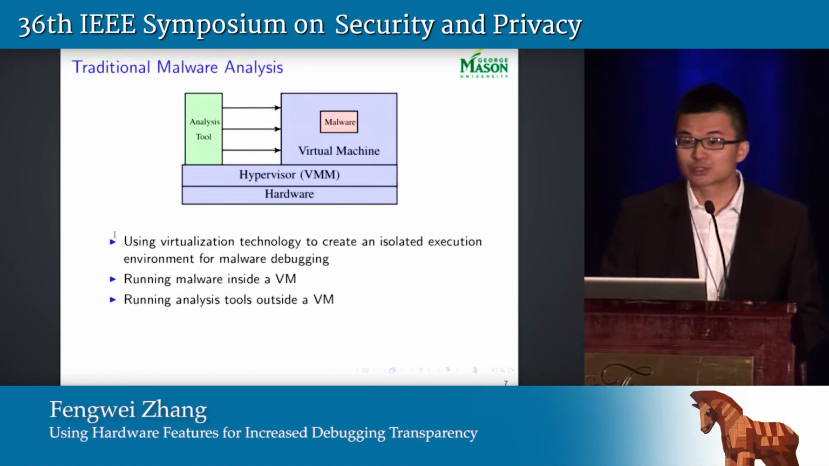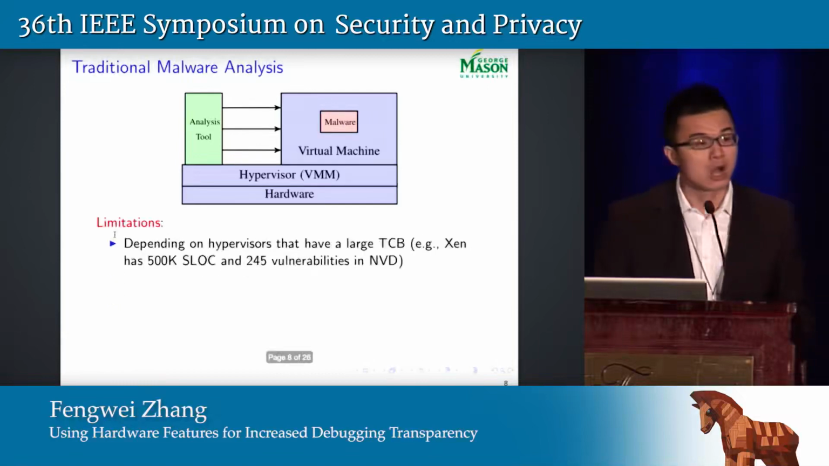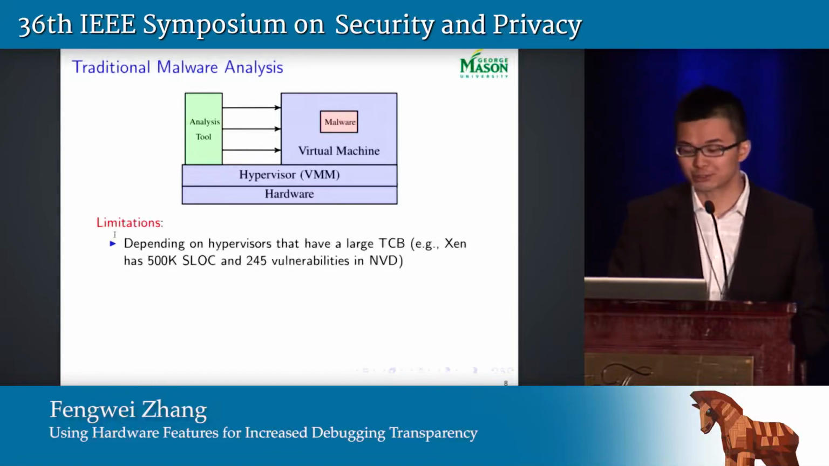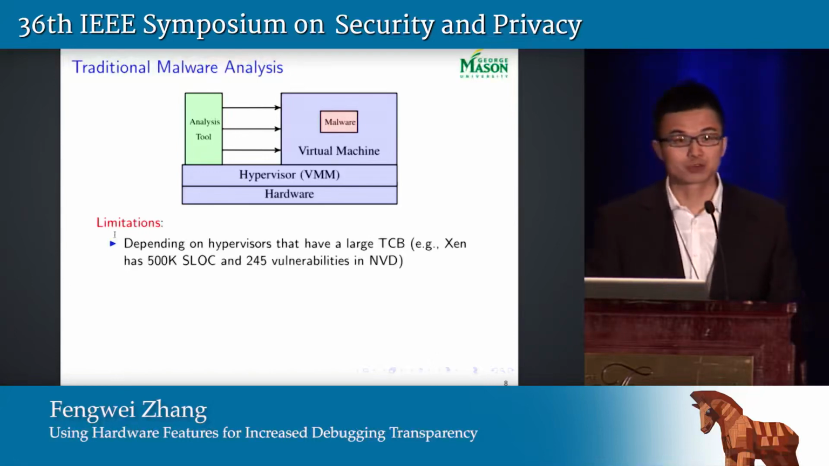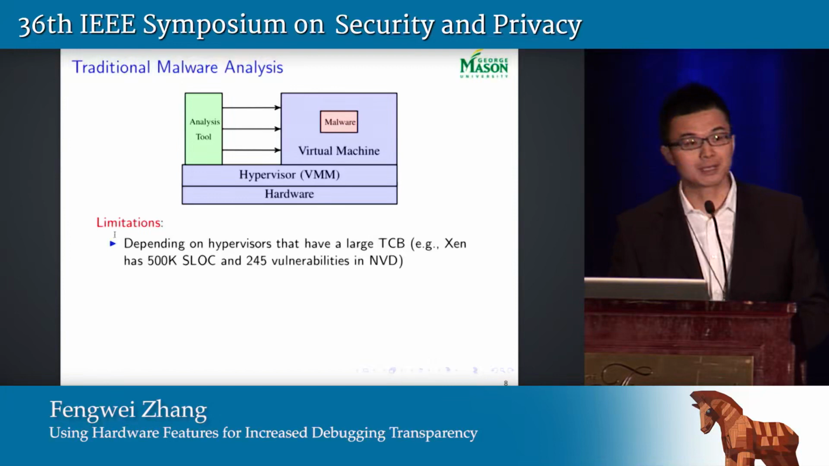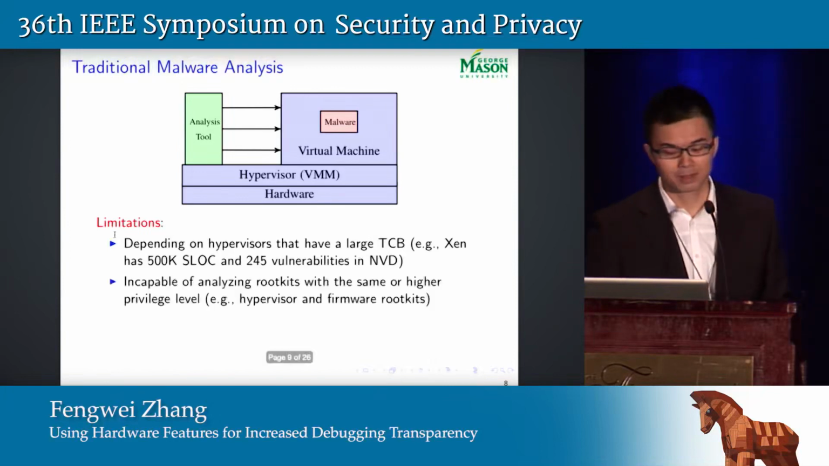In this case, the analysis tool is isolated from the malware, and then we can study the behavior of the malware. However, there are some limitations to these traditional approaches. First, the virtualization-based approach depends on a hypervisor that has a large trusted computing base. For example, the Xen hypervisor has about 500,000 lines of source code, and the National Vulnerability Database shows that there are about 245 vulnerabilities for the Xen hypervisor.